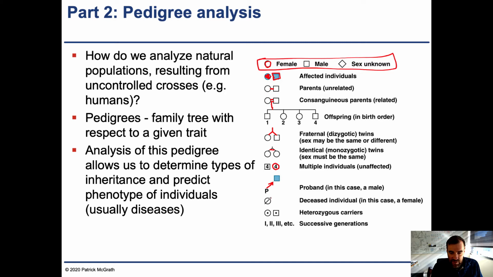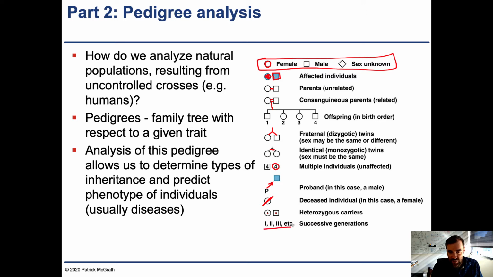Deceased, if some individuals have died, this line right here is used. And then rarely you also see heterozygous carriers. If you know that they're carriers, you can indicate that simply using a dot in the middle.